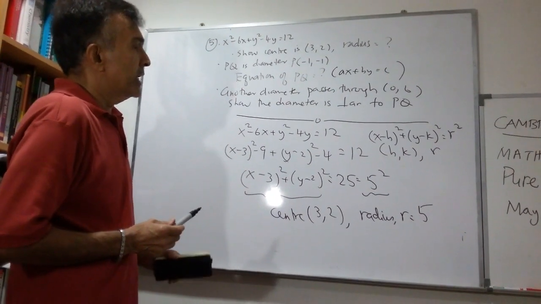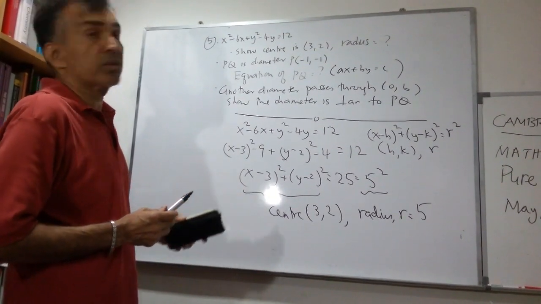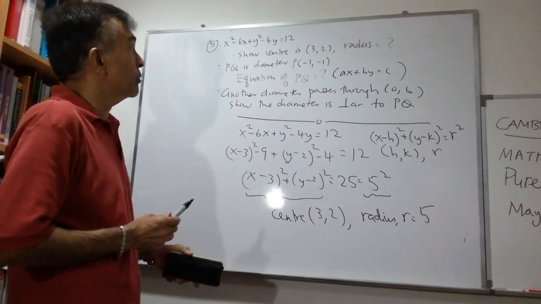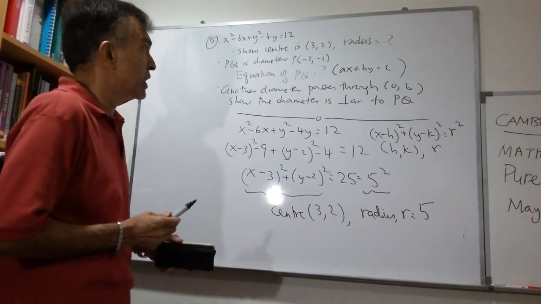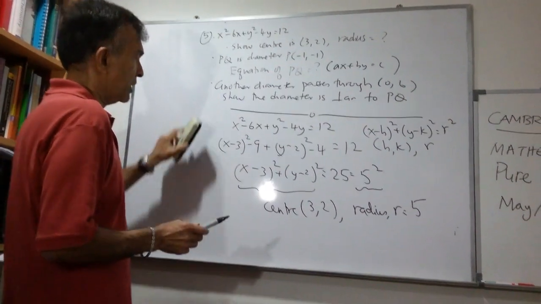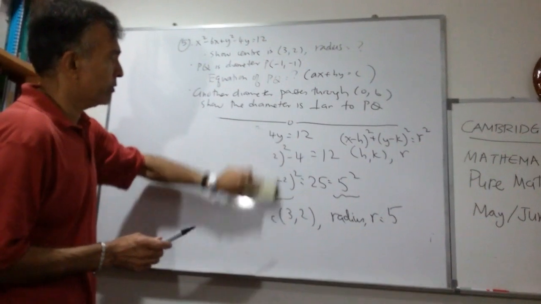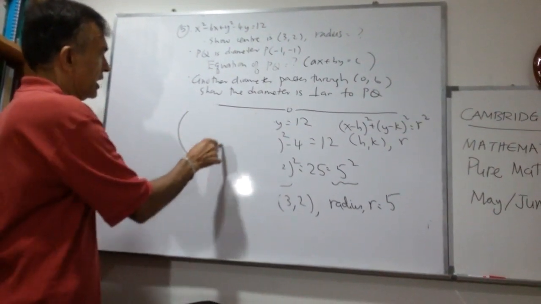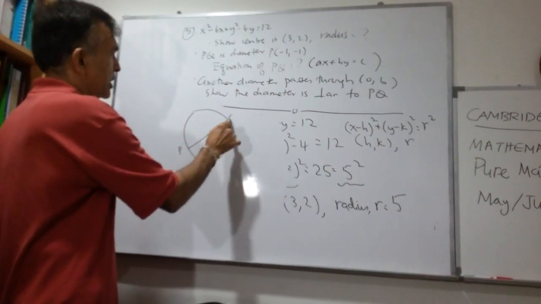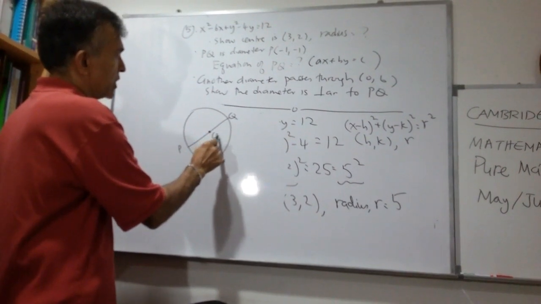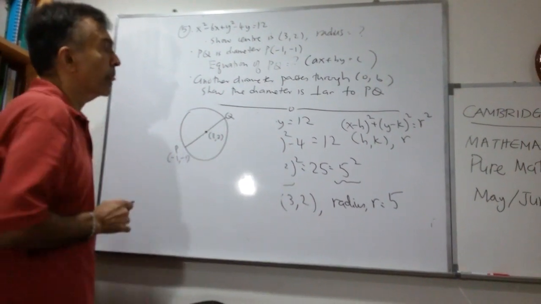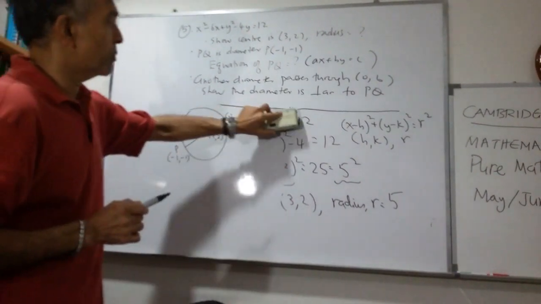Next they tell us that PQ is the diameter, and they gave us the coordinates of P, (negative 1, negative 1), and we are asked to write the equation of PQ. So let's do that. Let me draw a picture. I have a circle. Let's say I have a diameter, PQ. I have my center, which is (3, 2). P they gave me, (negative 1, negative 1). So let's go ahead and write the equation of PQ.